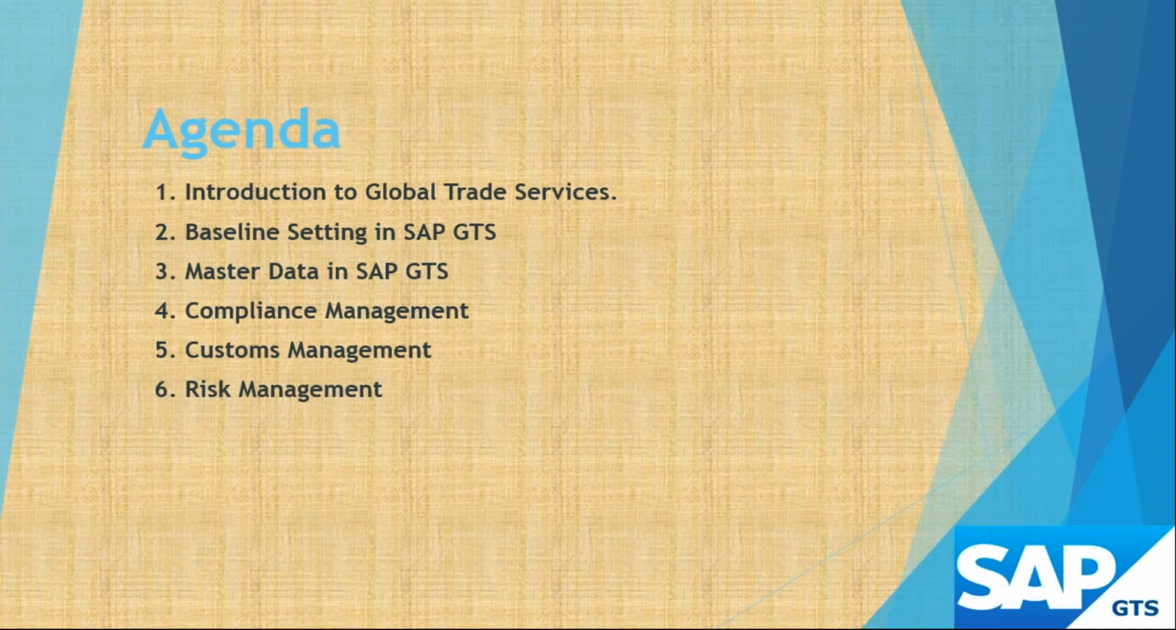And number four is compliance management, which is a very important module in terms of GTS. When it comes to GTS, that is a very important thing that GTS is offering right now. The fifth one is customs management. Again, this is very important from the GTS perspective. Like I said, GTS is mainly for exporting and importing, so it has to deal with the customs authorities, customs duties, tariff duties, and all that. So it is covering those topics as well.